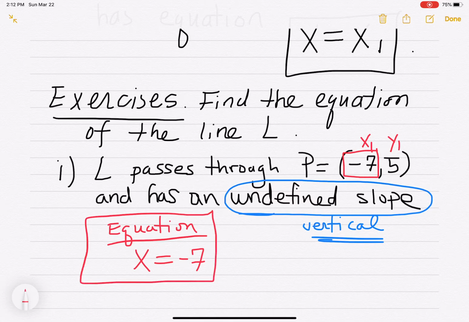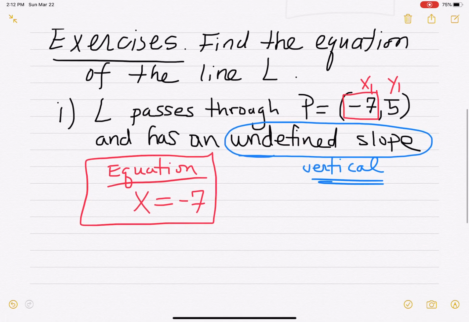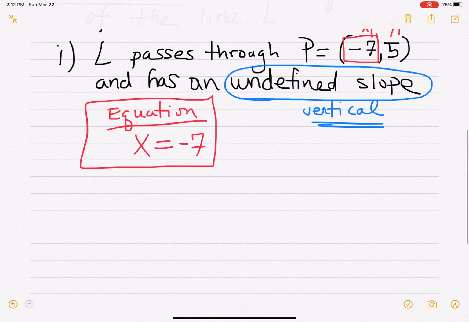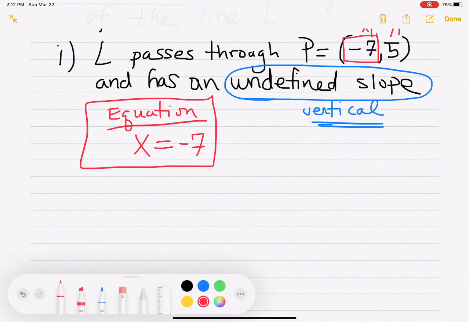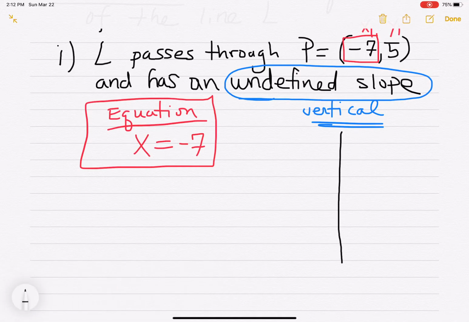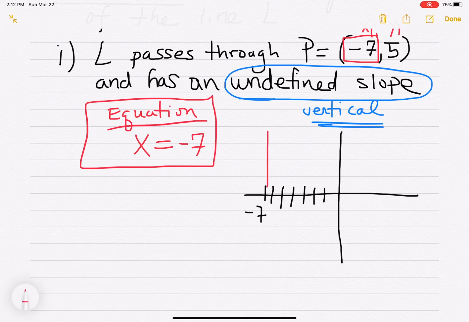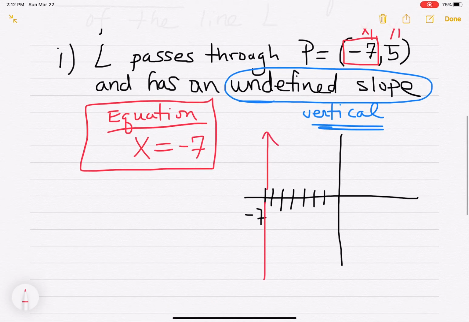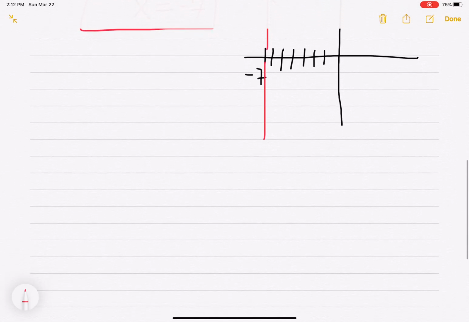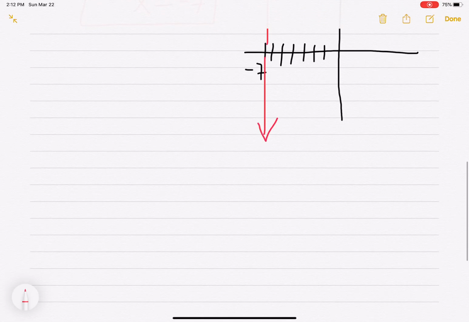If you wanted to graph this, which I'm not asking you to do, but let's just graph it for fun. You're going to do a y-axis, an x-axis, you're going to find 1, 2, 3, 4, 5, 6, 7 negative on the x, and you just draw a line straight up and down there, going through the x coordinate of -7.